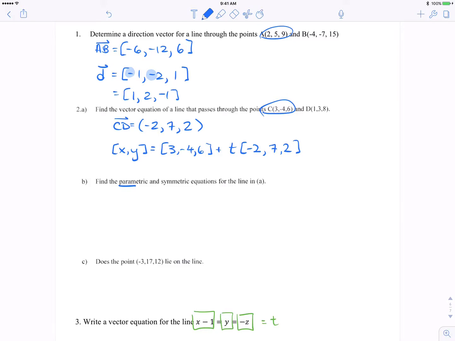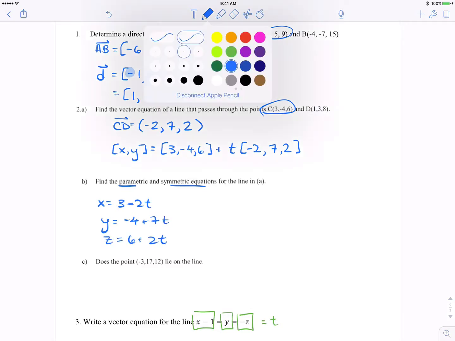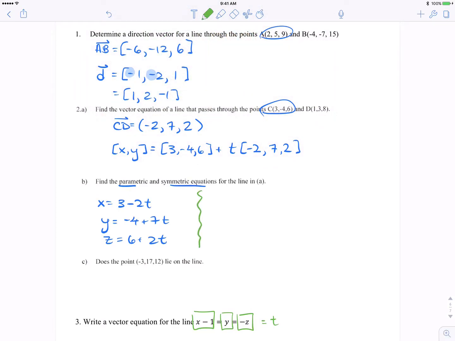Break it up into parametric and symmetric equations. So my x is 3 minus 2t, and z 6 plus 2t. And then for my symmetric, isolate for t in all of them and set equal: x minus 3 all over -2, y plus 4 all over 7, z minus 6 all over 2. And you're done.